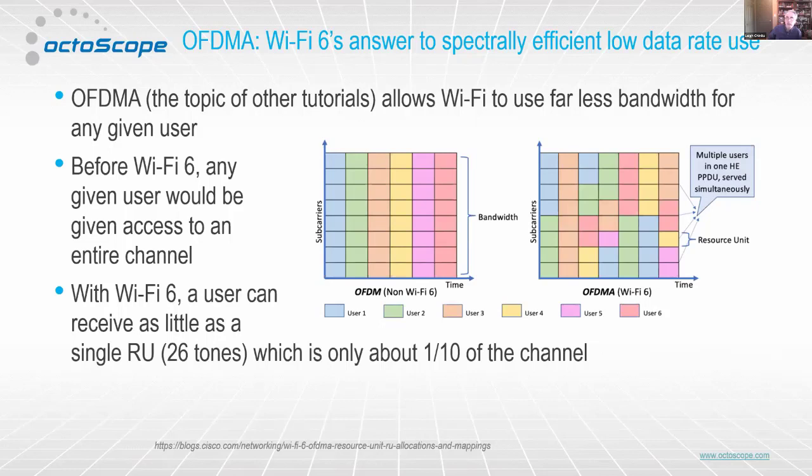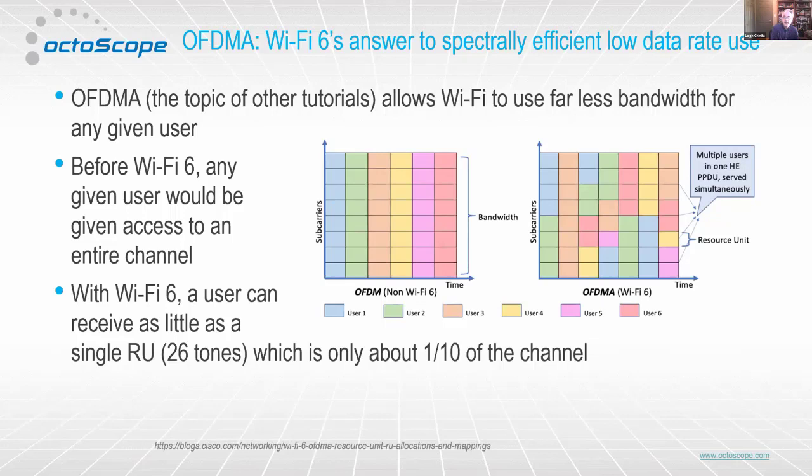But just real quickly, why is OFDMA something that's relevant to IoT? The answer is that it allows Wi-Fi users to use far less bandwidth than otherwise would have been possible. So before Wi-Fi 6, what we were always dealing with was what's represented by this little colored block here on the left-hand side. And in this colored block, on the horizontal axis, we have time. And on the vertical axis, we essentially have frequency.